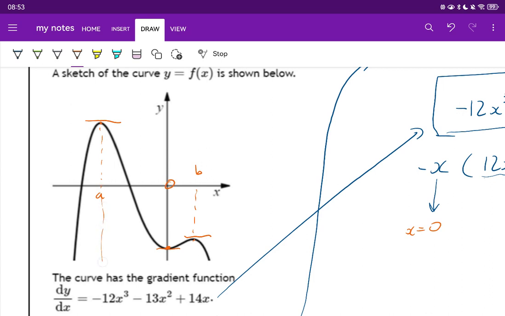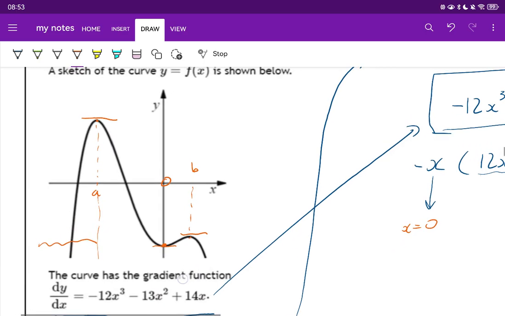Well, the gradient in this region is positive, so that's increasing. Between a and 0, you're going down. So in this region, it's decreasing. And then in the next region, between 0 and b, it's increasing again. The gradient's up. And then you can see the graph suggests that anything after b is constantly going down.